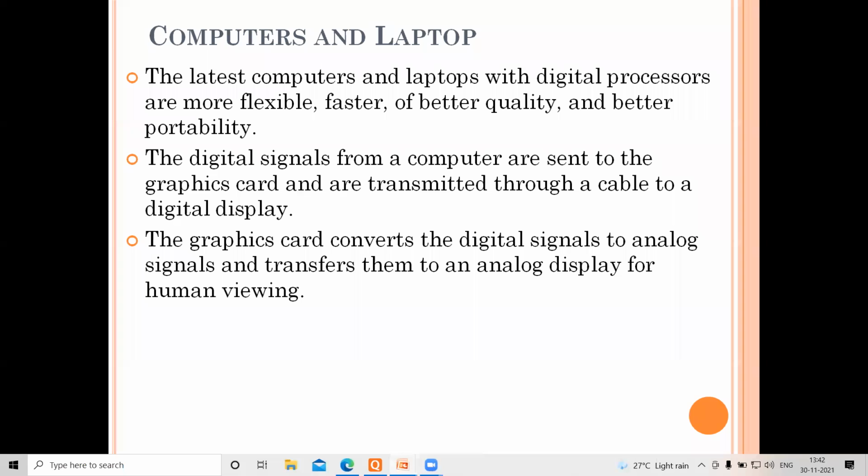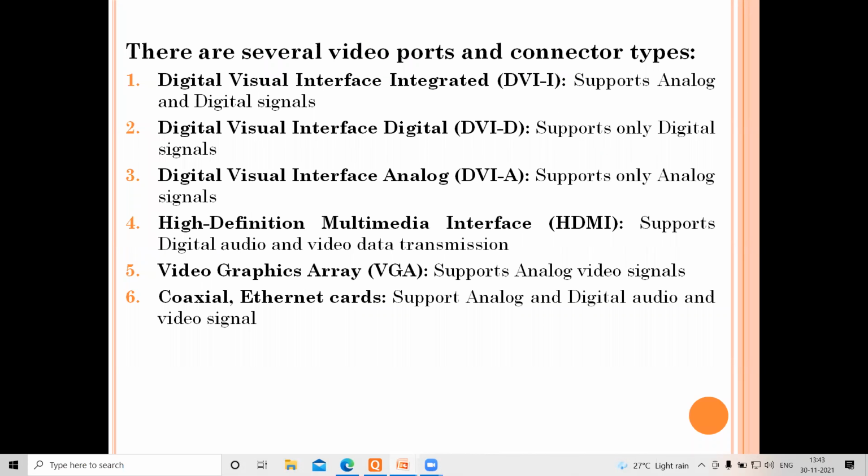These days, when you purchase a laptop, you purchase a graphics card that will convert your digital signals to analog signals and transfer them as an analog display for better viewing. If you don't have that, probably the images are not being properly displayed. The other important thing is the connectors which you have. You have different ports to your computer and to your other electronic gadgets. There are different connectors, and they offer you different services.